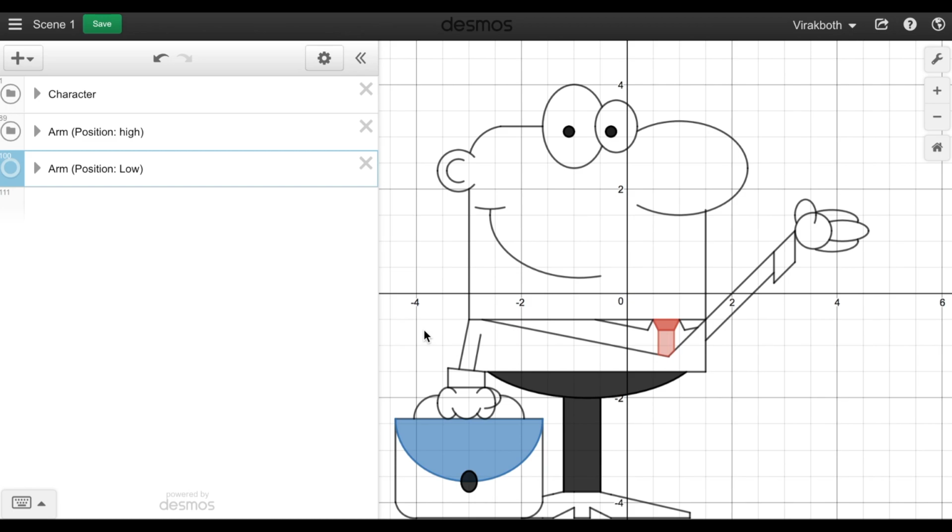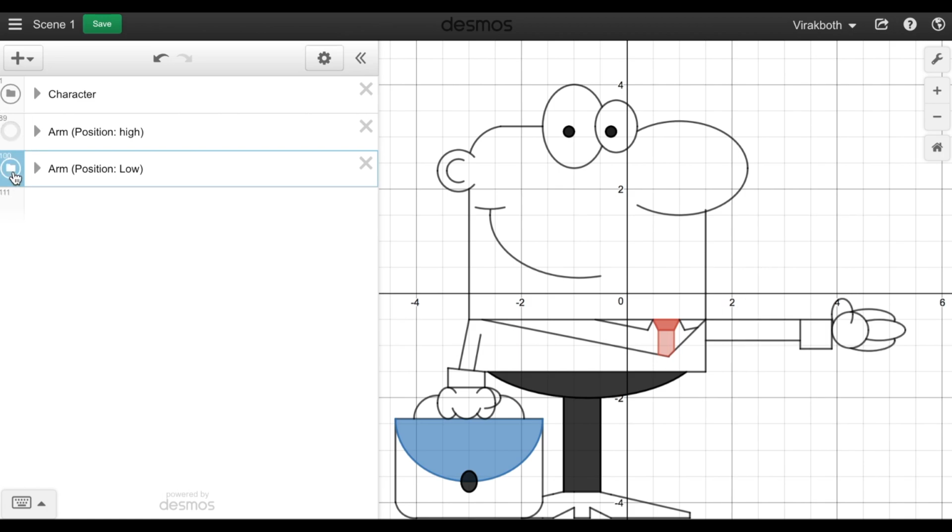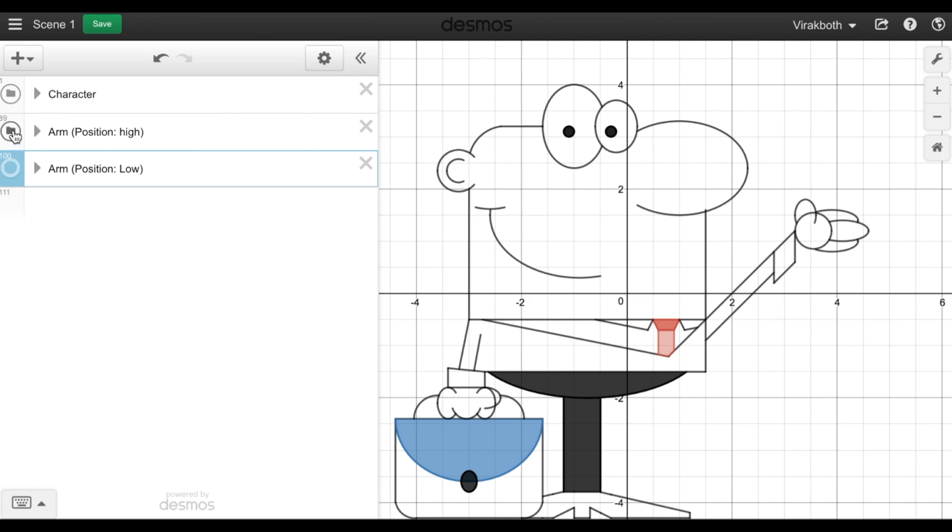In the start of my video, my character's arm changes its position from low to high and back down. To be able to do so, I created two arms in two different folders. And during my filming, I made one disappear and one appear, and then just switch back and forth between them to make it feel like an animation.